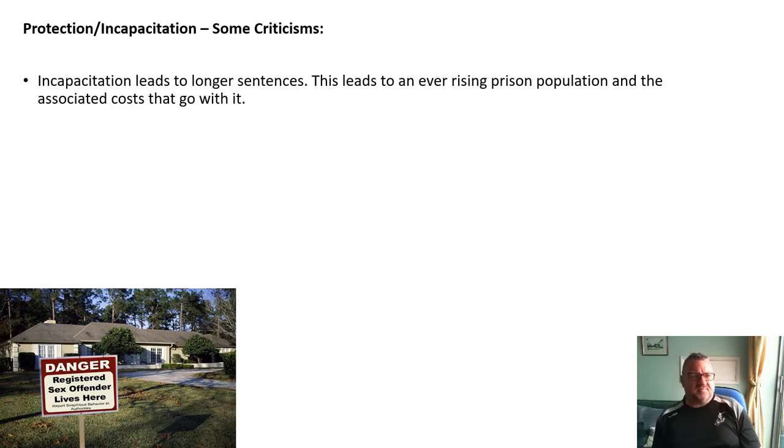So let's look at some criticisms or some evaluation of protection and incapacitation. Reality is, if you're going down that route, it leads to longer sentences, therefore more expense, an ever-rising prison population, and of course the costs that go with it.